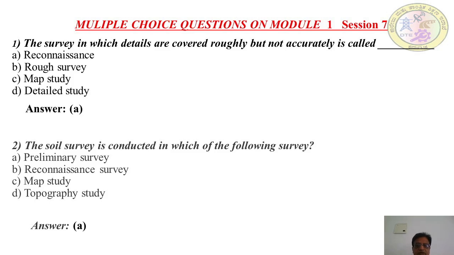The soil survey is conducted in which of the following surveys? Preliminary survey, reconnaissance, map, and topography. The answer is preliminary survey. We collect the soil sample, we study what type of soil is there, whether it is suitable or not, and what measures are to be taken. So the answer is A, preliminary survey.